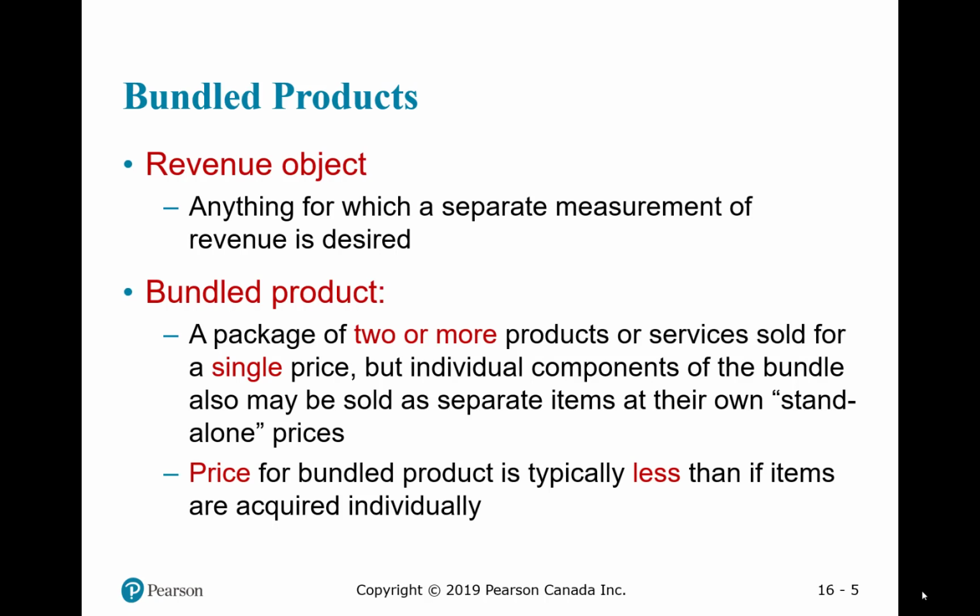Some definitions here. A revenue object is anything for which you require a separate measure of revenue. And then a bundled product is exactly as it sounds, a bundle of 2 or more products or services that are sold for a single price, but where the individual components themselves could also be sold separately. Again, you could walk into a McDonald's and buy a fries, right? You could buy a burger on its own, but both together are typically sold for less than if they were each individually acquired.